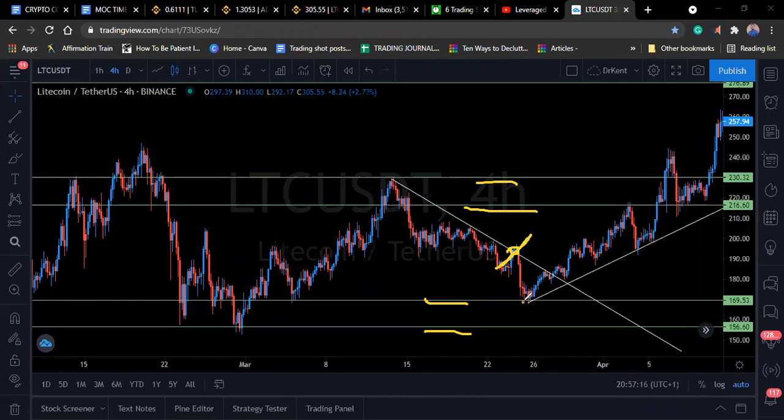In this case here, it broke the vertical resistance. When it breaks it, it means it disrespected or disregarded that resistance line at that point, and now went up. If it breaks a horizontal resistance level too, you can say it violated or disregarded or disrespected that level. When it comes down and fails to break below, you say it respected it.